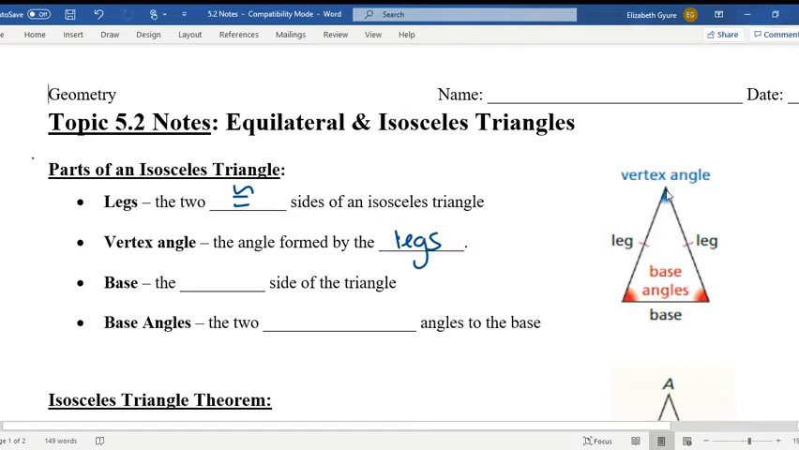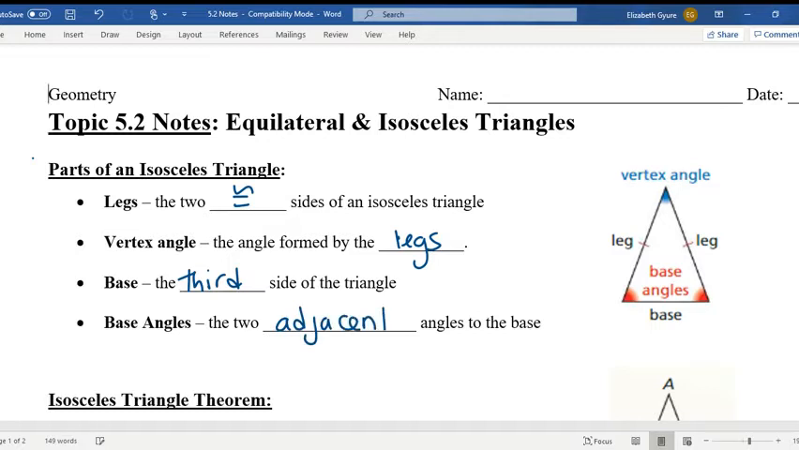The base is simply the third side of the triangle. It's the one that's not congruent. It's the extra one, kind of. But the base is important because it forms what are called our base angles, and those are the two, what vocab word did I put there? They are the two adjacent angles to the base. In other words, the base angles are the angles on either side of the base.